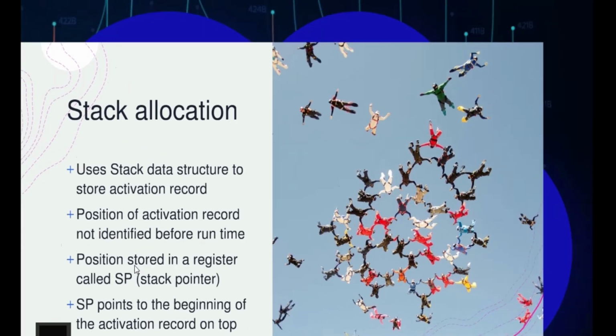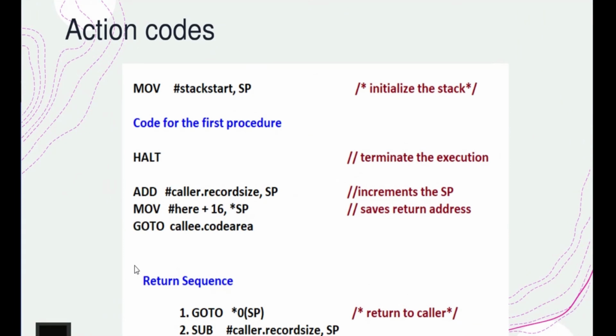Okay, let us check with the action codes. The code for the first procedure initializes the stack by setting the stack pointer at the start of the stack area in memory, given by this instruction: move #stackStart, SP. So this helps to initialize the stack. And the code for the first procedure will be written. Then halt. Halt is used for terminating the execution. The procedure call sequence increments the stack pointer, saves the return address, and transfers control to the called procedure. That is represented in this instruction set.